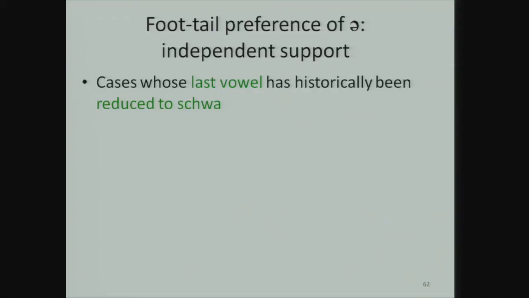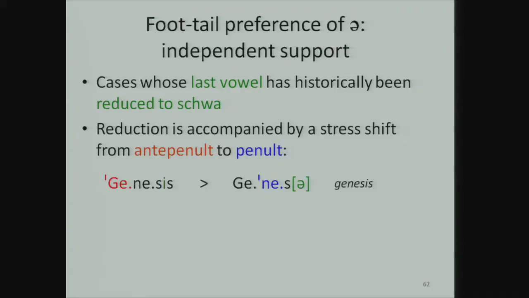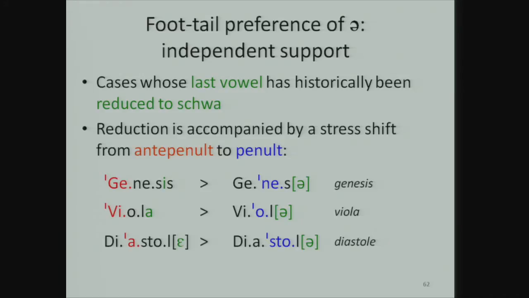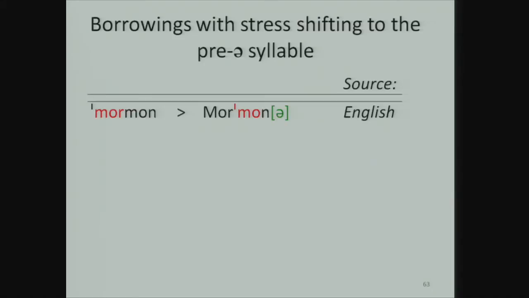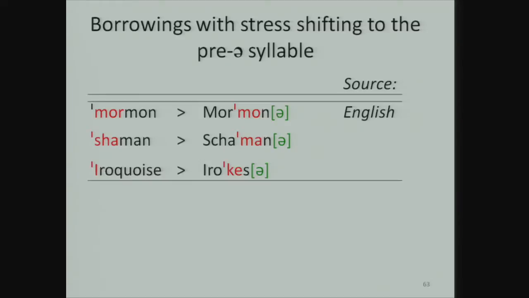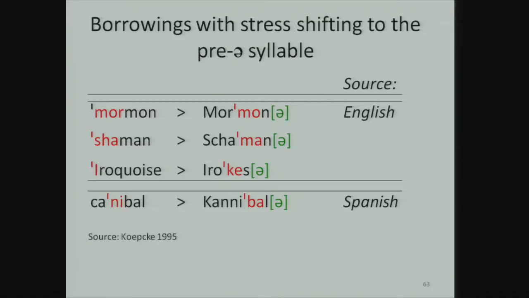So when the last vowel reduces to schwa, you predict that in some cases stress should shift, and that's what you find. So genesis, but genese. Viola, viola. Diastole, the Greek word, but diastole in common pronunciation. Borrowings, which shift stress to the pre-stress syllable. Mormon, but they're mormone. Shaman, but they're shamane. Iroquois, but Irokese. So motivated by that schwa in the last syllable.